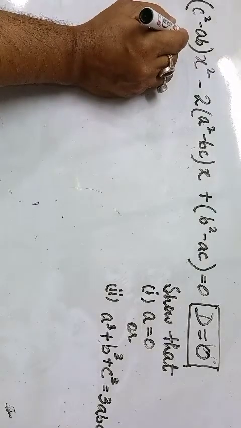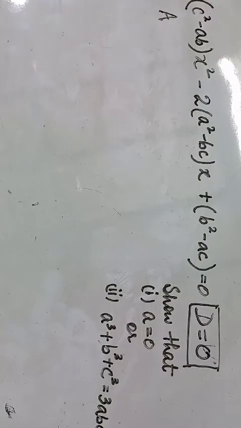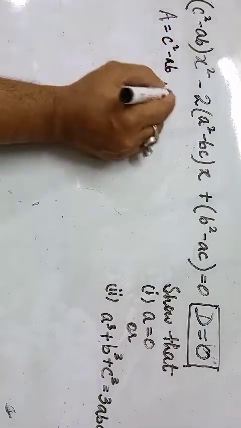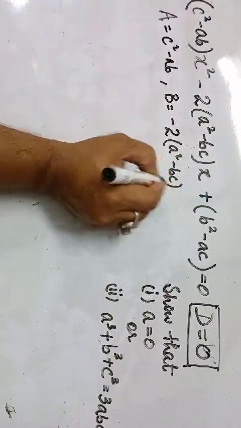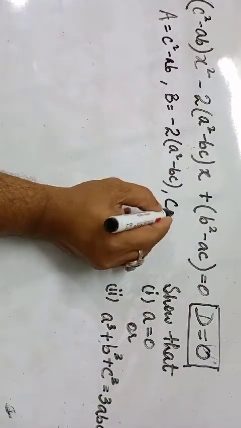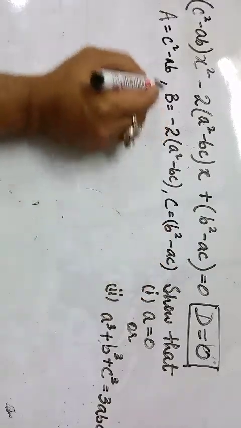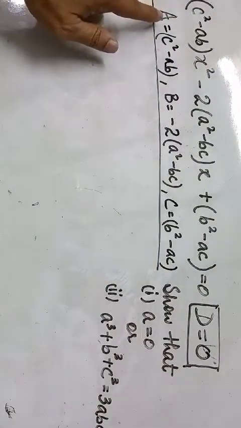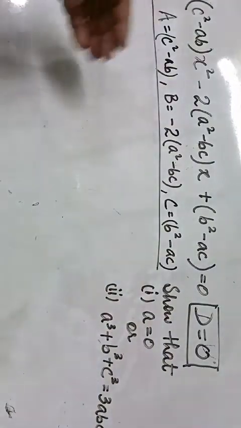Okay, so let me again compare this with the standard equation. So I'm going to straight away write down the values of a, b and c. So let's see how that comes up. A is c square minus ab, b is minus 2 times (a square minus bc), and your c, capital C, is nothing but b square minus ac. So let me put that in brackets so that you do not get confused. So these are the three values of a, b and c, assuming that we have a standard quadratic equation as ax square plus bx plus c.